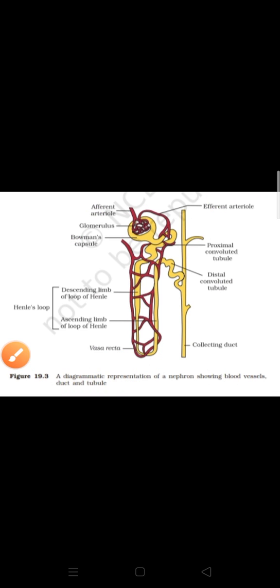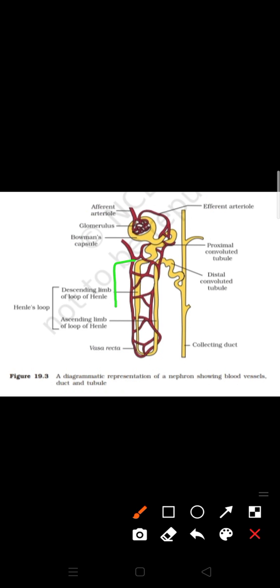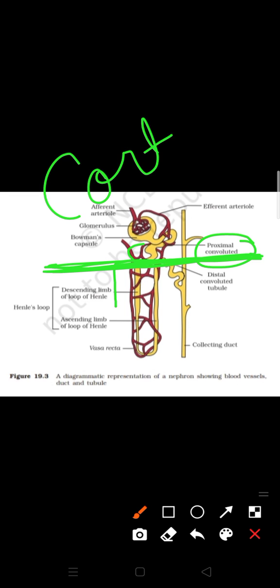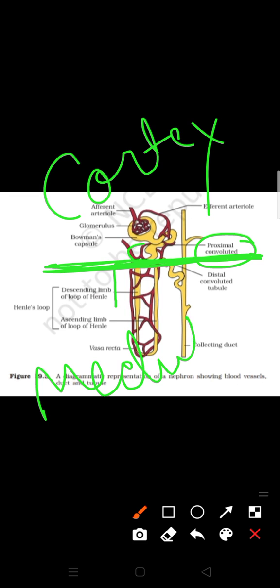Now come to the next thing, the PCT. You can see here the PCT. So this much portion, the PCT and Bowman capsule, are both present in the cortex part, and the rest of the part is present in the medulla part. Those who have seen yesterday's video know that the kidney has a cortex part and a medulla part. So half of the portion is in the cortex and half in the medulla.